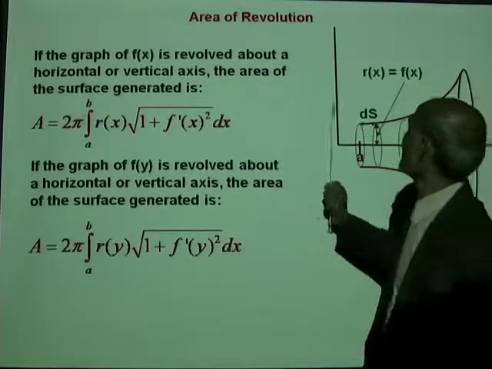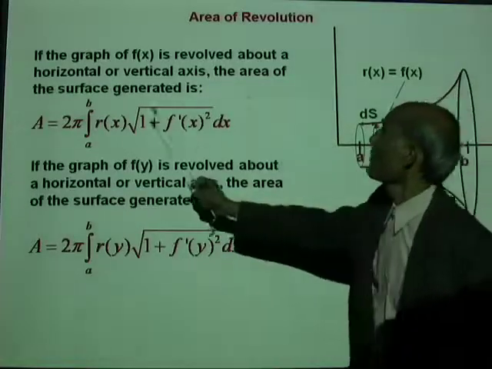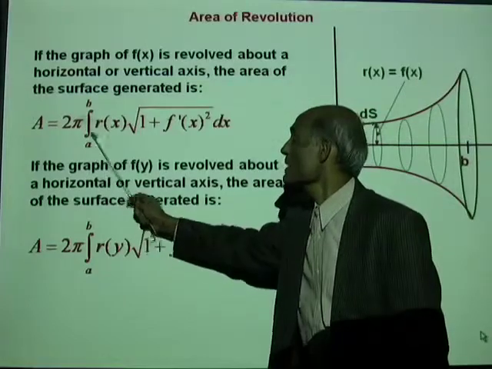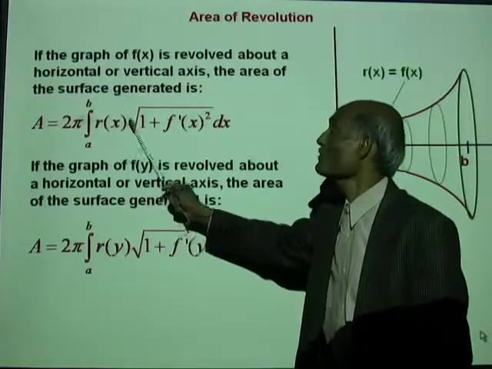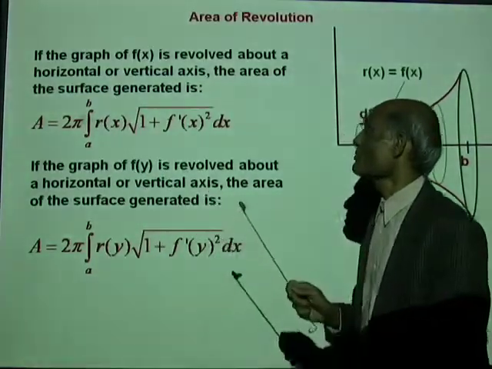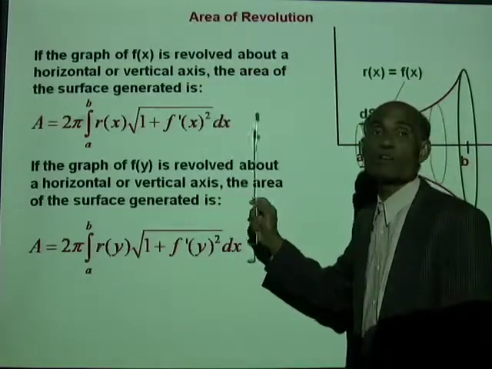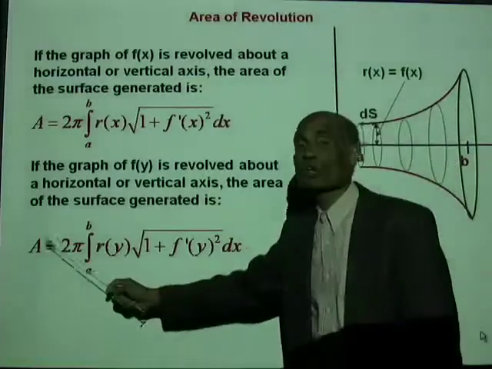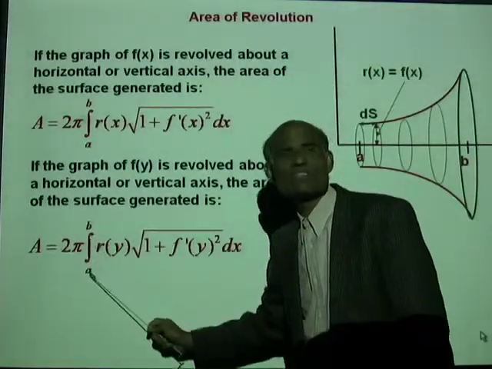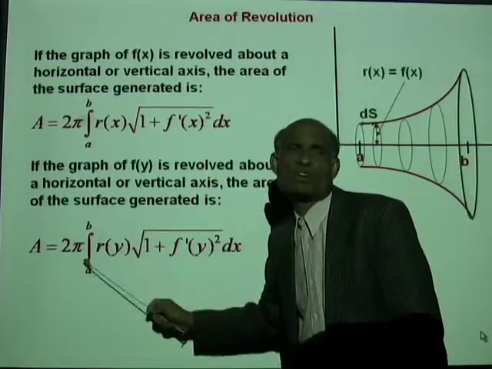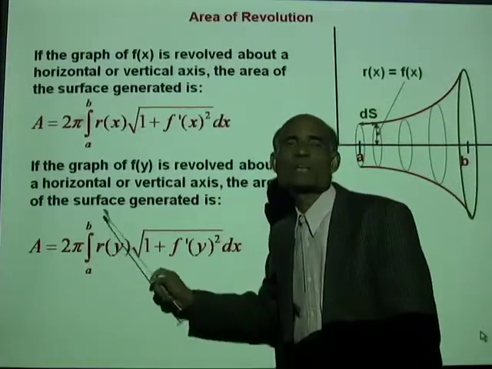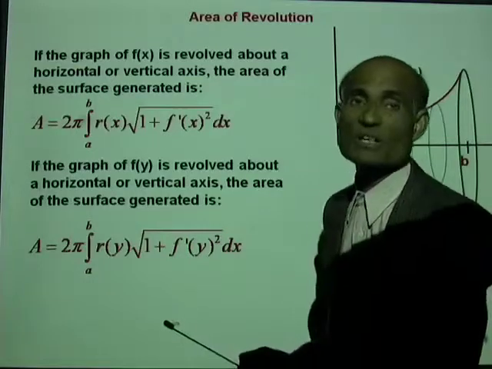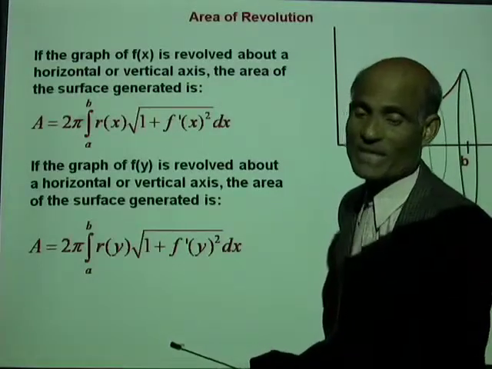So, if the axis of revolution is horizontal, the area of revolution is 2 pi integral a to b of r of x square root of 1 plus f prime x squared, dx. And if the axis of revolution is vertical, A equals 2 pi integral c to d. Let's not call it a to b. c to d of r of y square root of 1 plus f prime y squared, dy.